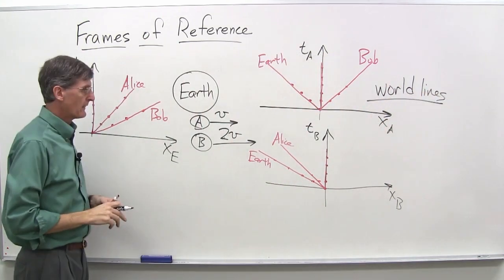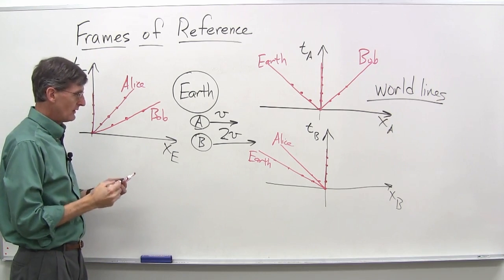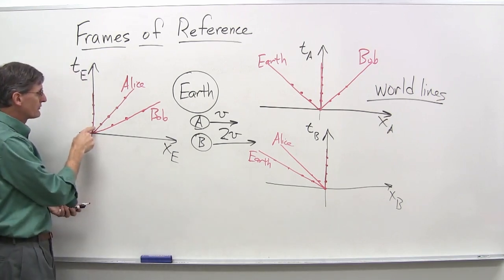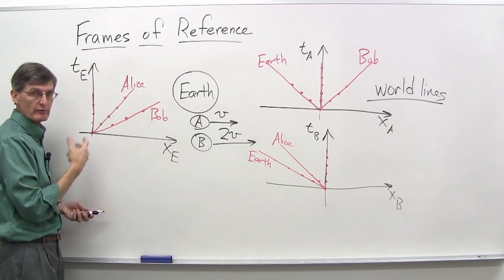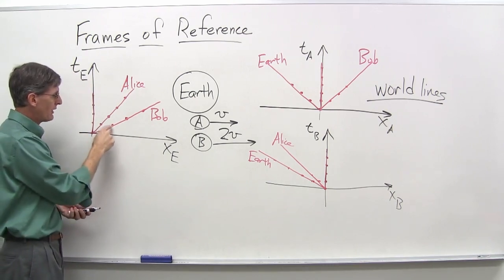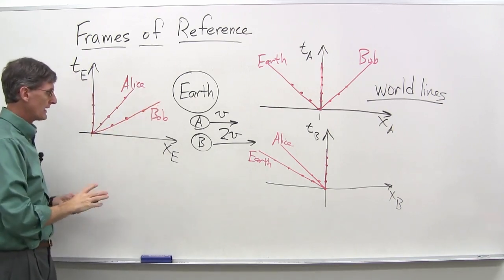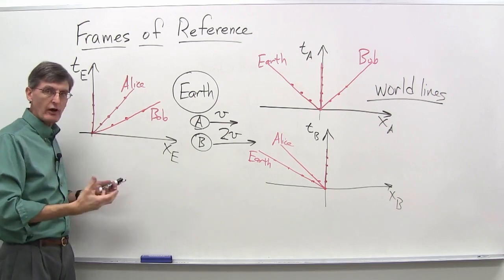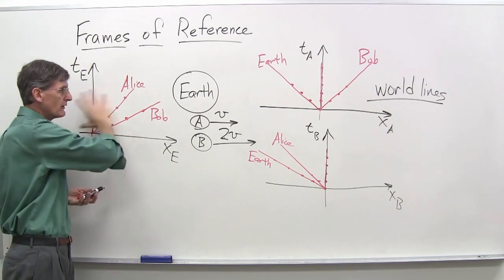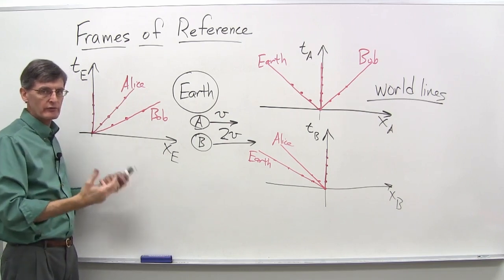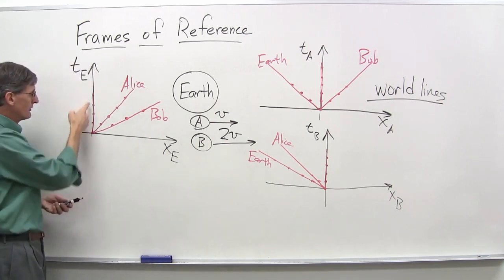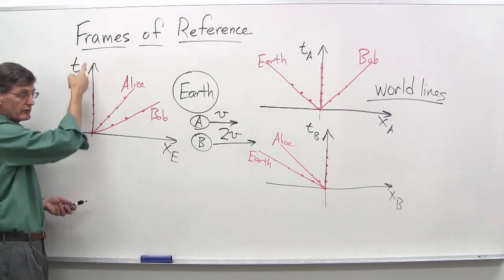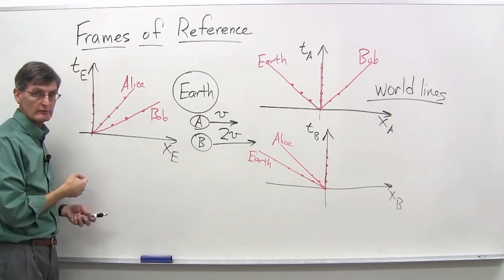World lines. In this case, this is Alice's world line from the perspective of an observer on Earth, from the Earth frame of reference. This is Bob's world line. It's really tracking his position and time through the frame of reference of Earth, through Earth's space-time diagram. And the world line for this Earth observer is just a vertical line here, never moves.